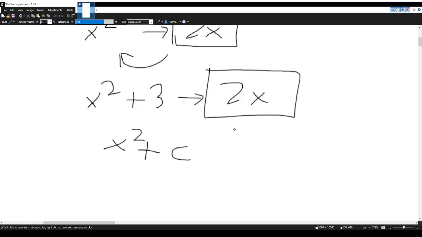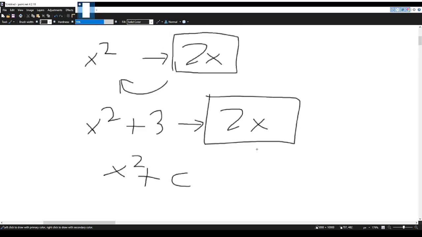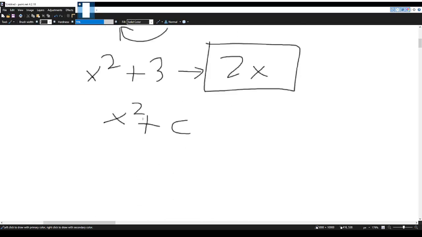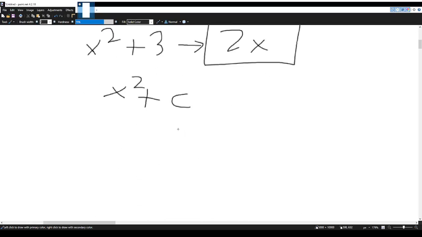And this c stands for just any constant, right? Because really there's no way of finding out. So again, this is pretty much the opposite of differentiation.